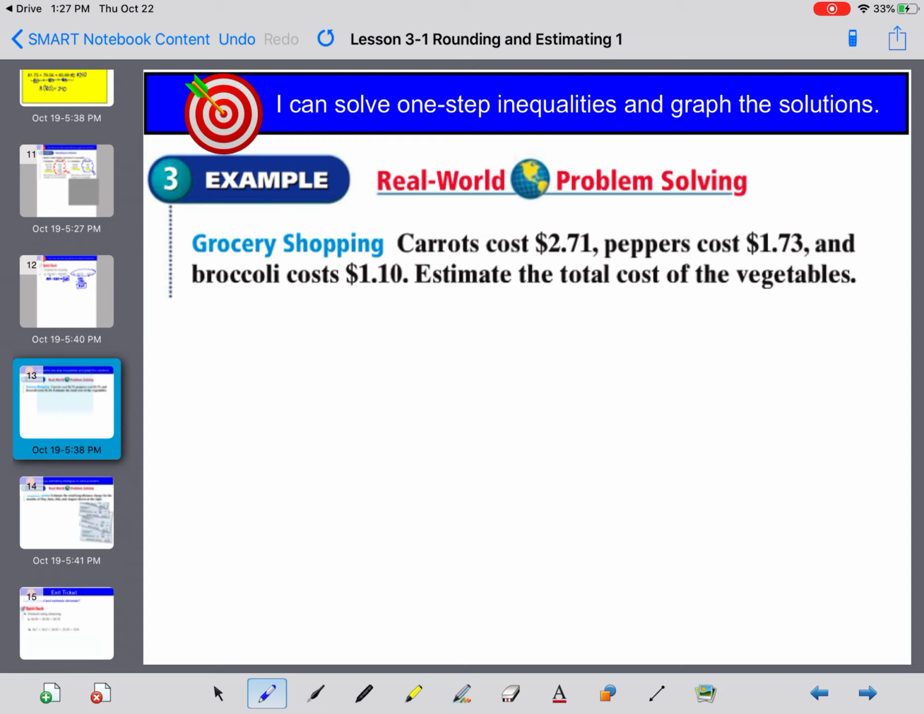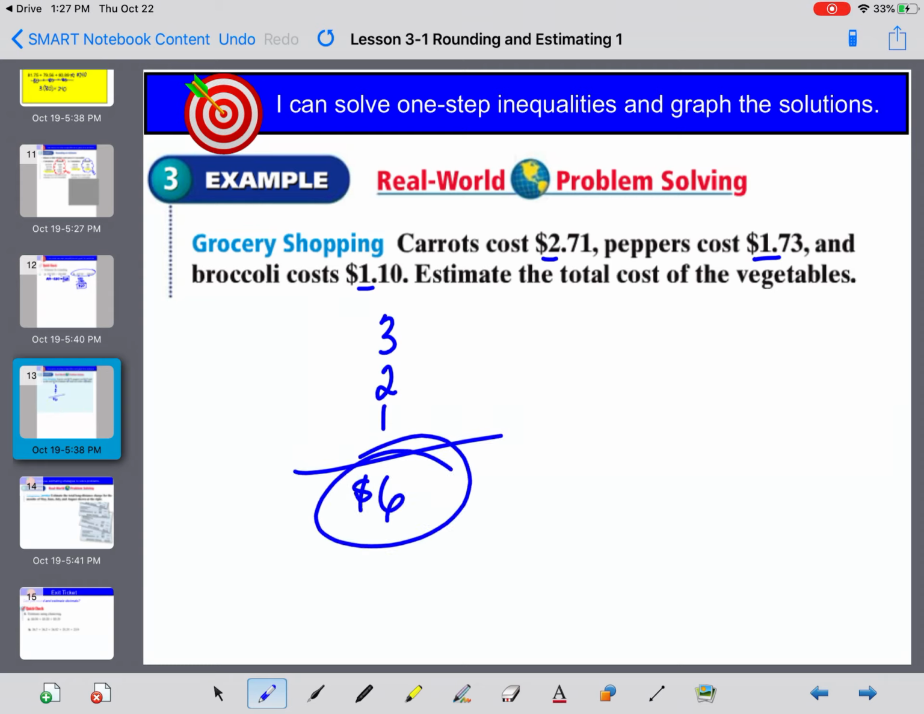Double check my math. All right, let's say you're going out to the grocery store. Carrots were $2.71, peppers were $1.73, and broccoli was $1.10. Estimate the total cost of the vegetables. In doing this, you might round to the nearest whole number, and you would get carrots being $3, peppers being $2, broccoli being $1. So if my total isn't around $6, I better recheck the math of the cashier.